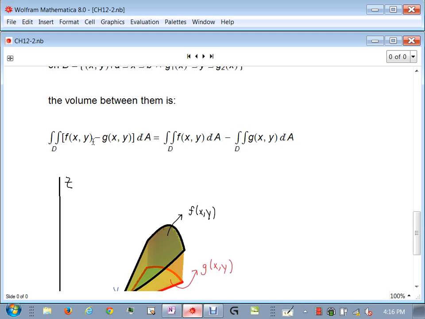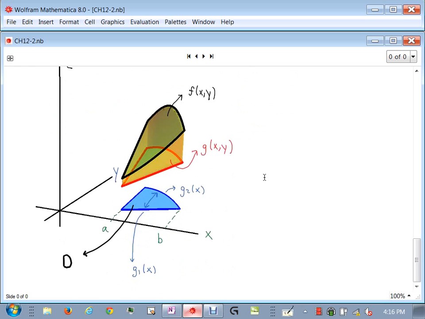Then your double integral would look like this. It's still subtraction, right? Double integral over D of f, and then take away g. This note is just more of a picture to see what's going on.